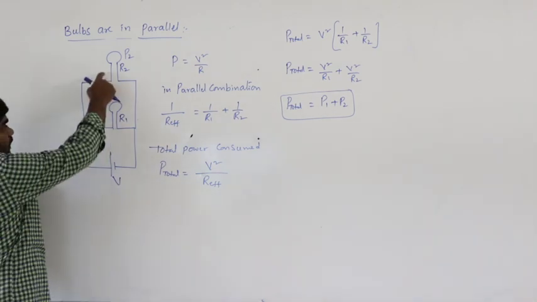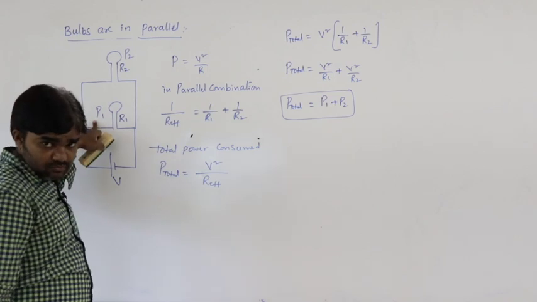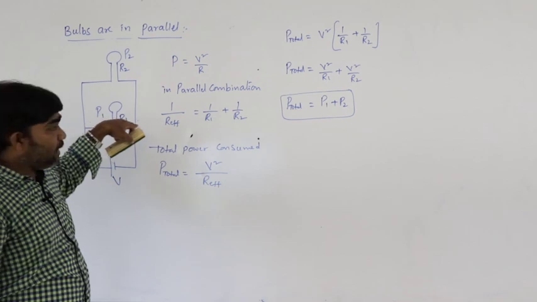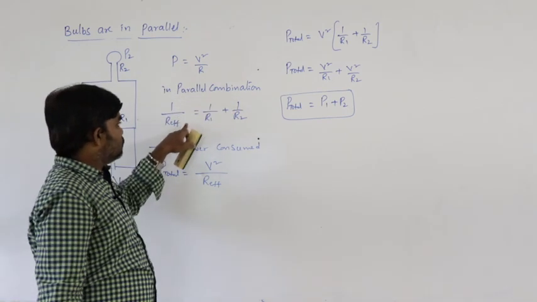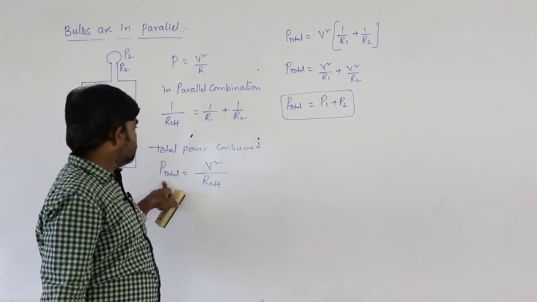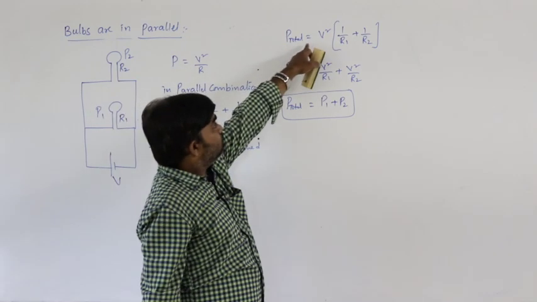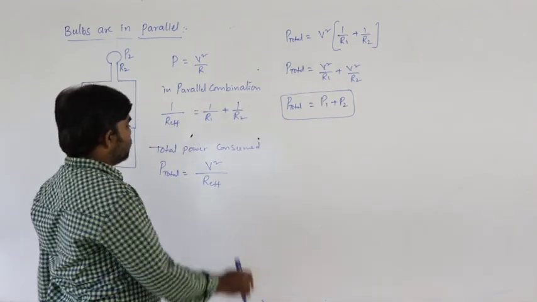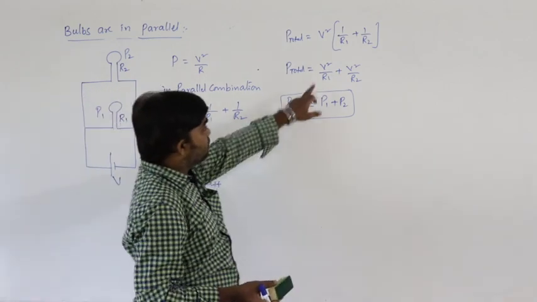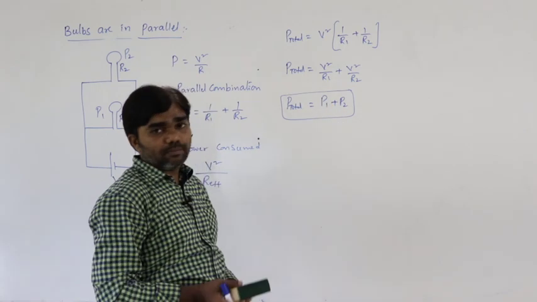So two bulbs are connected in parallel to the external potential V. The potential drop across the first bulb must be equal to the potential drop across the second bulb because these two are in parallel. That's why in parallel combination 1 by R effective equals 1 by R1 plus 1 by R2. So P total is V square into 1 by R1 plus 1 by R2. But V square by R is power, so the total power consumed is P1 plus P2.